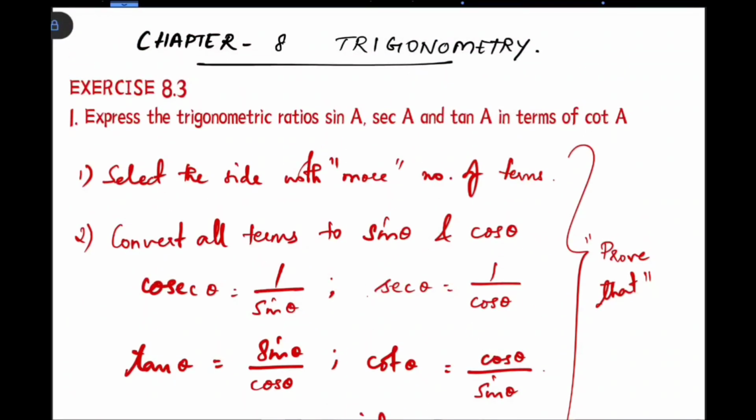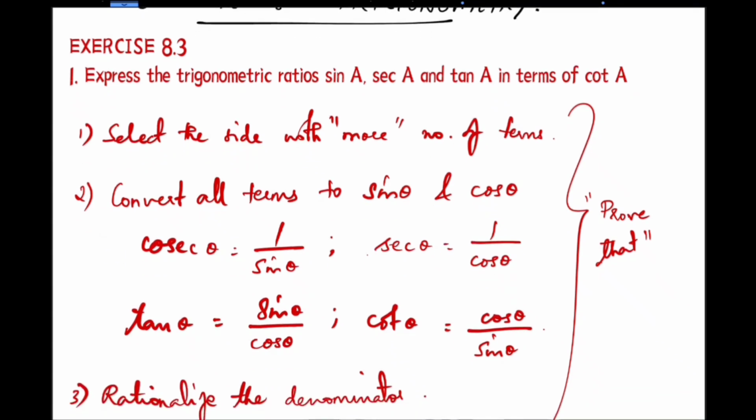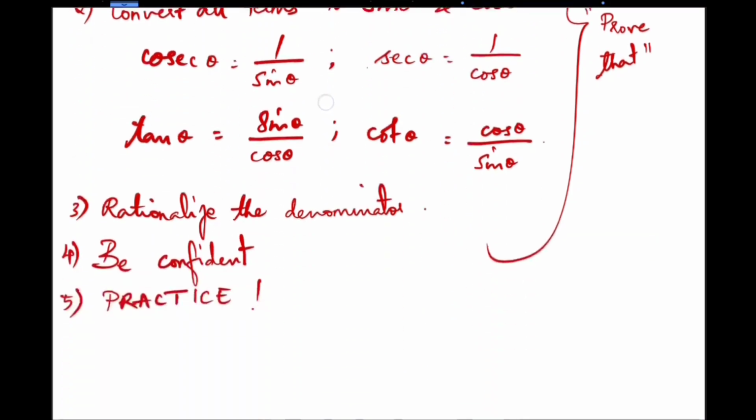Now let us go to exercise 8.3, first question. The first question is: express trigonometric ratios sin A, sec A and tan A in terms of cot A. They have asked us to express these ratios in terms of cot A. Let us see for sin A first. Sin A. We know sin A is 1 by cosec A.